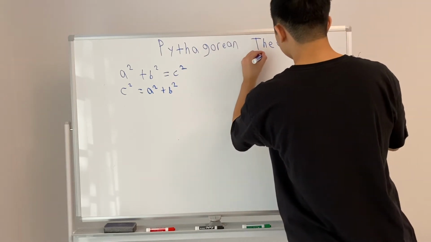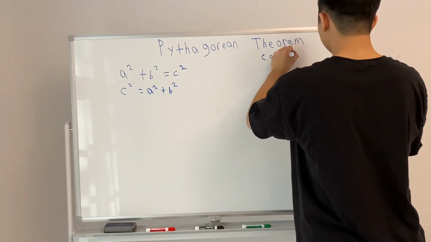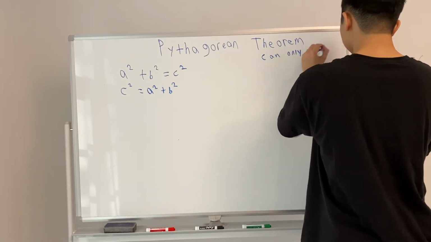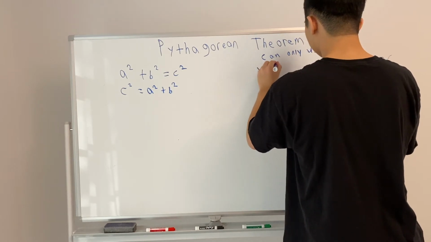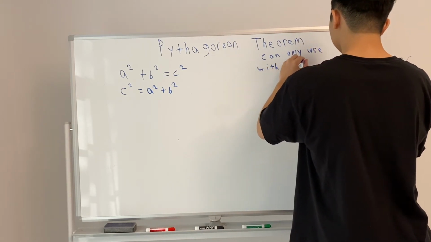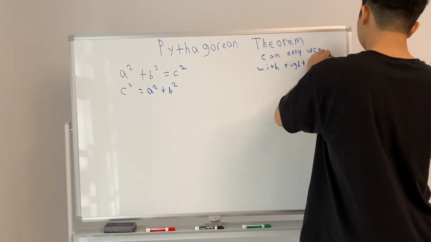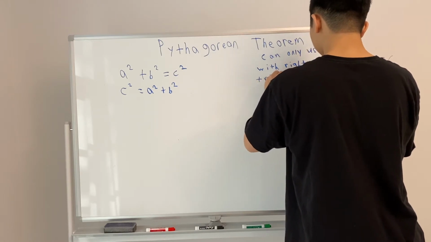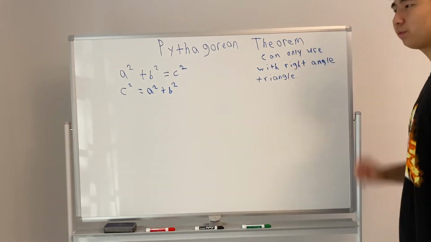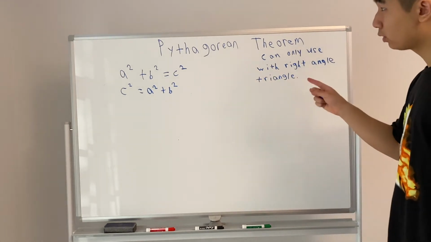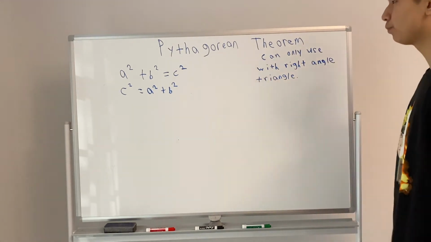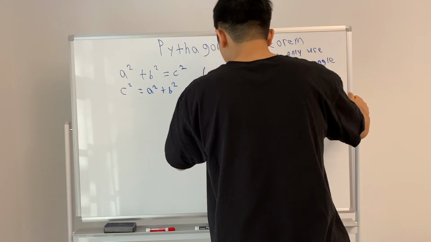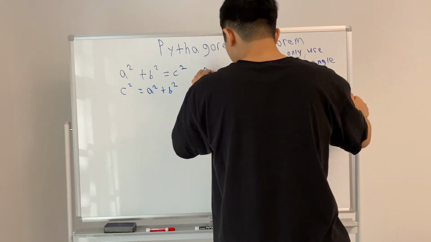So, you can only use it with a right angle triangle, okay? It will not work for a triangle that's not right angle, alright? So, let's draw a triangle. And pretend it's right. It's not going to be drawn to scale, but assume it's right, okay?